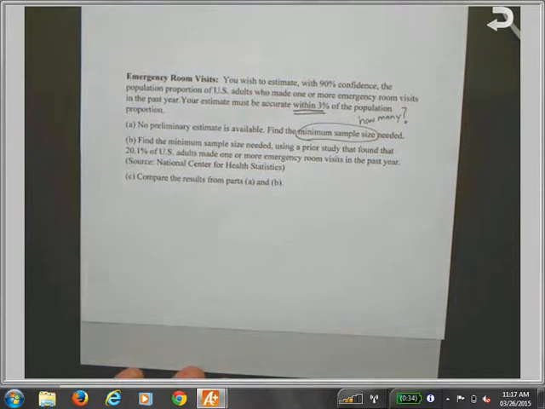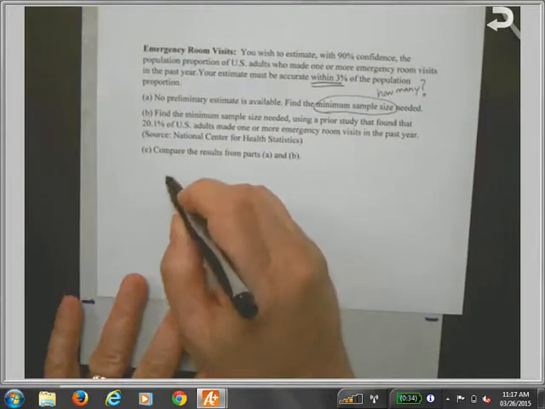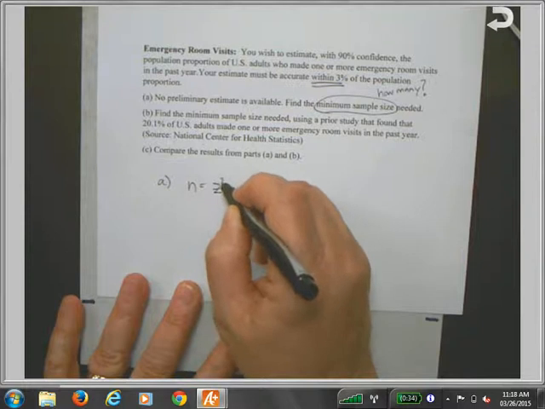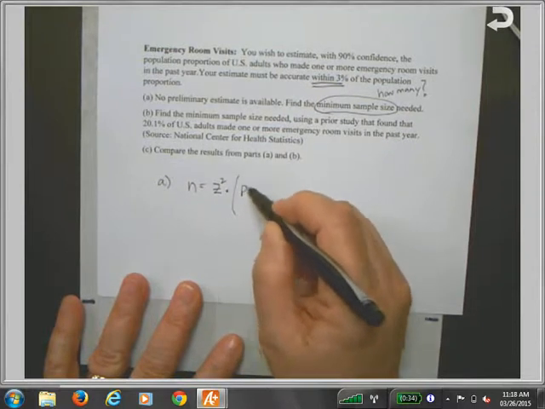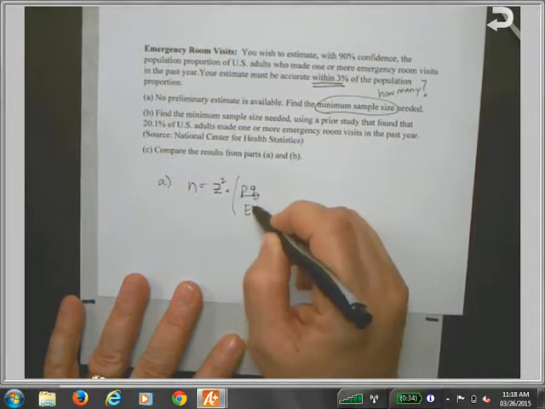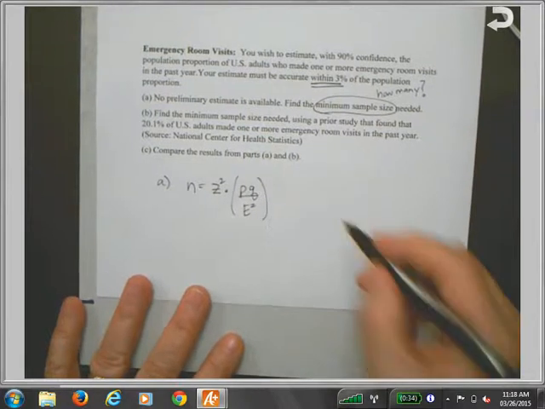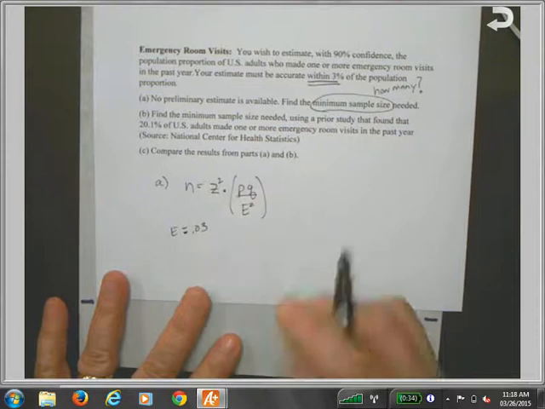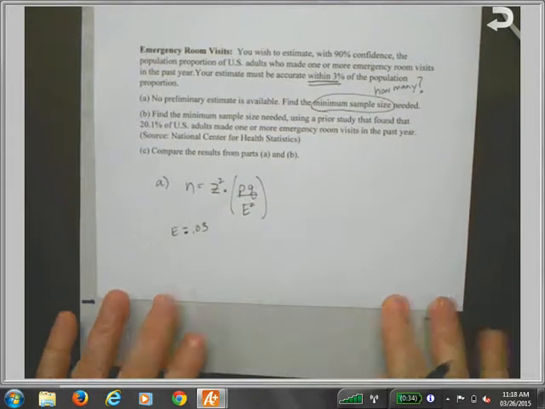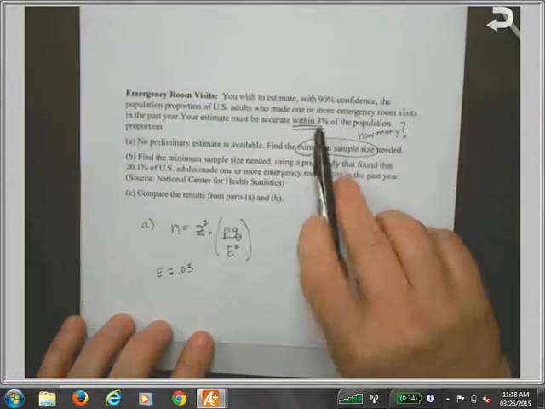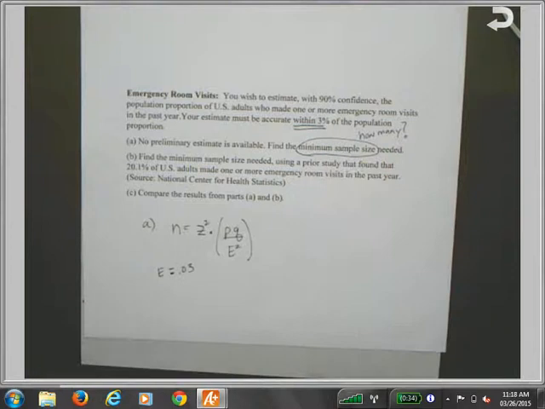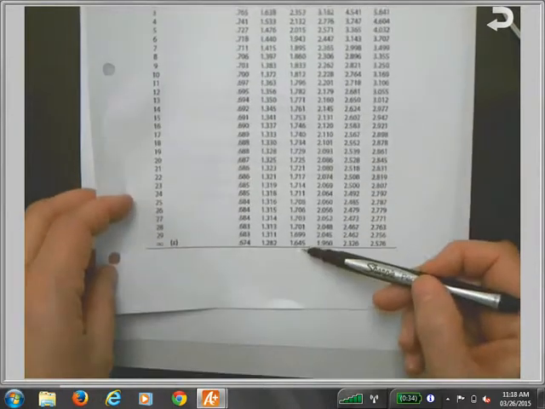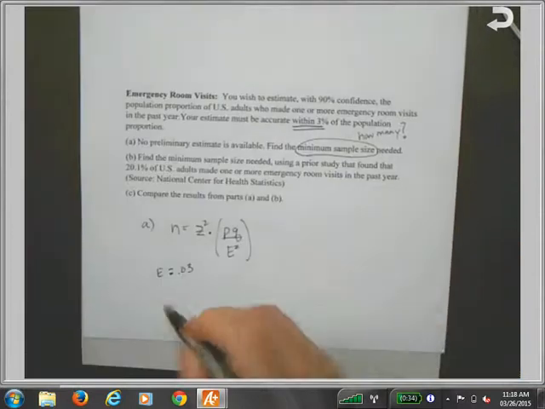All right, let's get this formula written down and start working on letter A here. So N equals Z squared times P times Q over E squared. All right, well, we know what E is. E is the 0.03. E equals 0.03. We'll square that. How about Z? Z is our 90% confidence, so we have to go to the table to find Z. At 90%, and then all the way down to the bottom, 1.645. So our Z is 1.645.